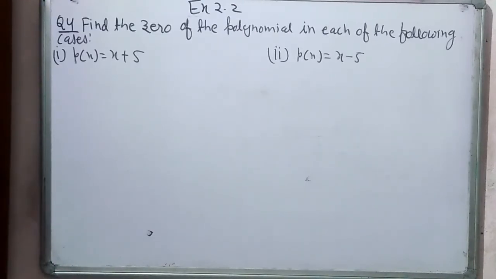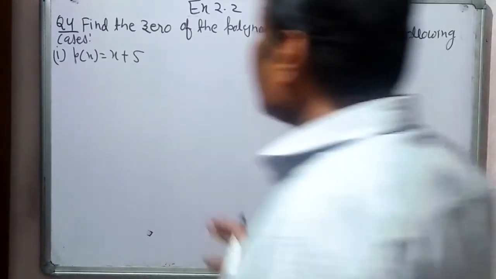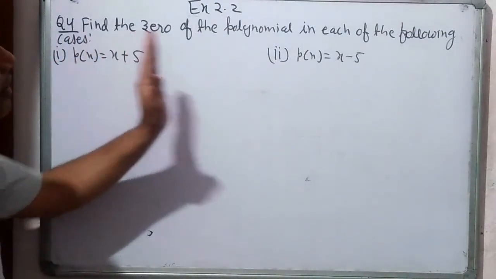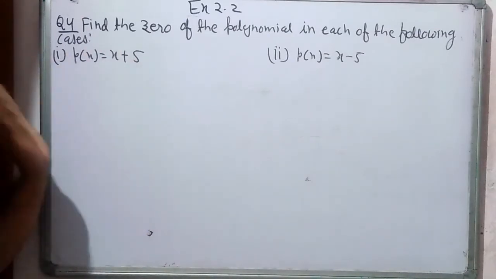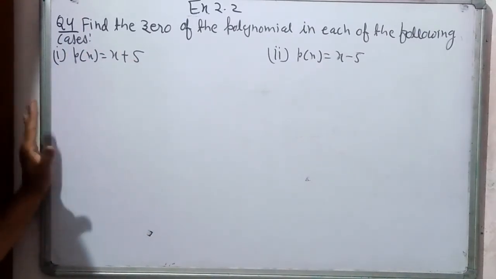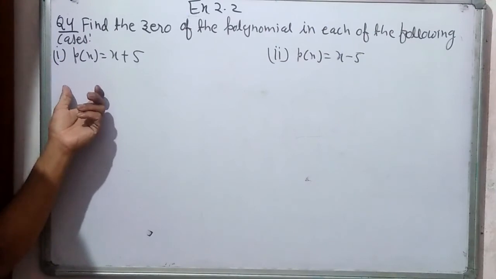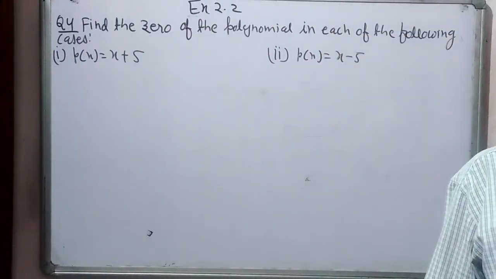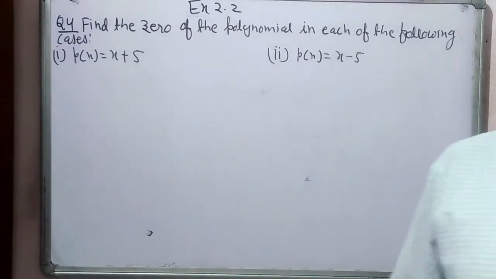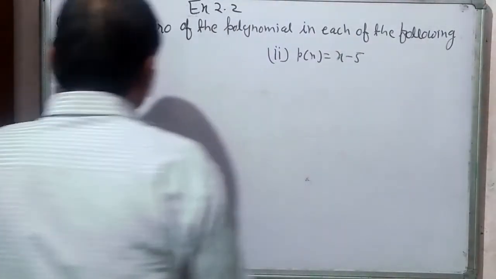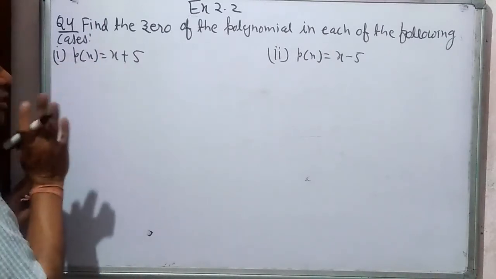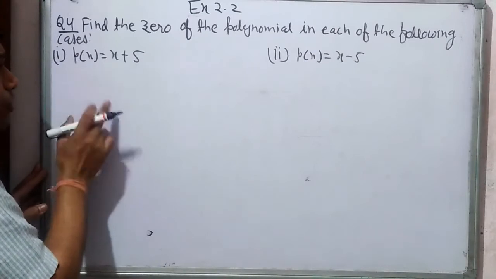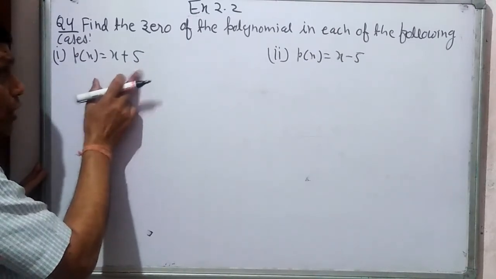In question number 4, dear students, we are given the other way round. What we are given is, find the 0 of the polynomial in each of the following cases. Right? What will we be doing? What will be the 0 of the polynomial? The value of x which will make its value 0. So we will put p(x) equals 0 and find the value of x. For finding the 0, we'll put the polynomial as 0.